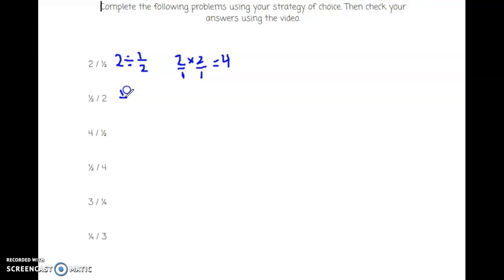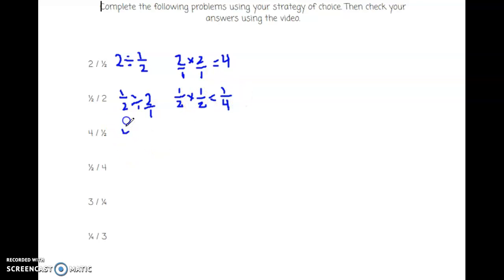Moving on, 1/2 divided by 2. Now this one looks a little bit different because we haven't divided by a whole number yet, but we're always going to keep that first fraction. So keep 1/2, change the sign, and then 2 is a fraction, 2 over 1. So if you want to use its reciprocal, go ahead and flip it. So it would be 1 over 2. And then if you multiply 1/2 by 1/2, 1 times 1 is 1, and 2 times 2 is 4.